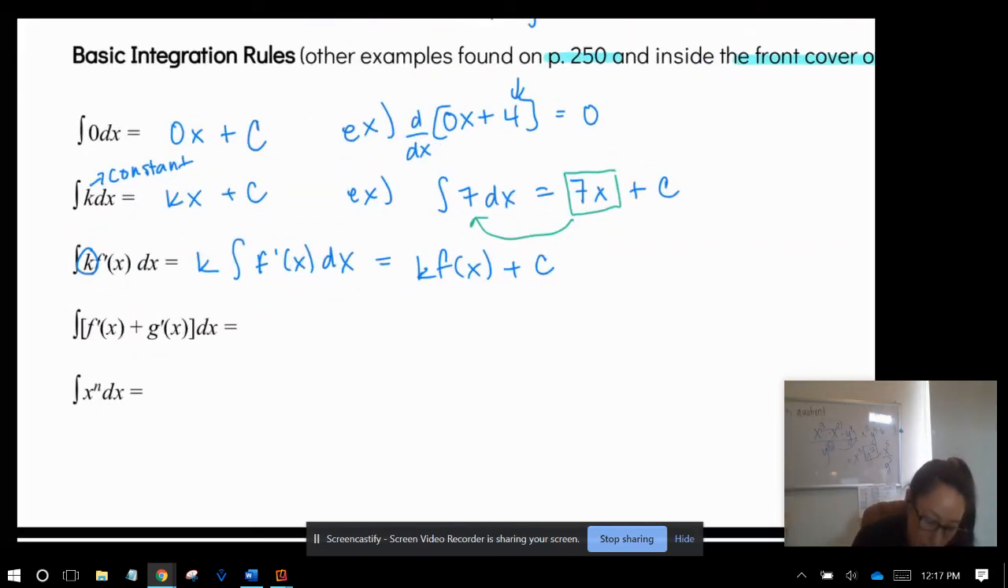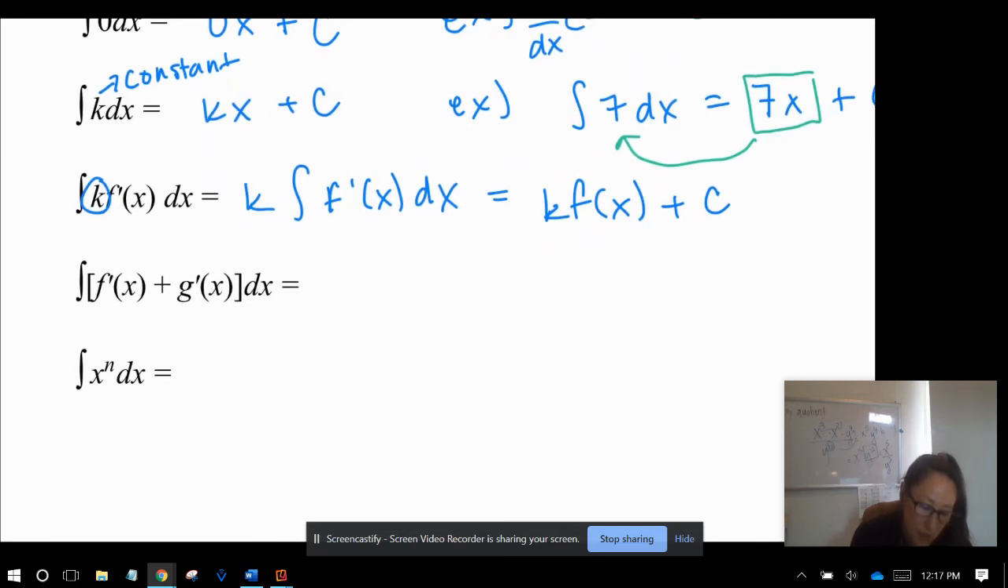All right, if I have two functions, the integral of f prime of x plus g prime of x, well, the antiderivative of a derivative would just be f of x, plus the antiderivative of a derivative would be g of x, plus our constant.